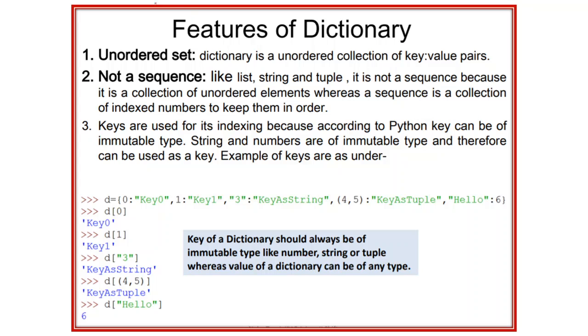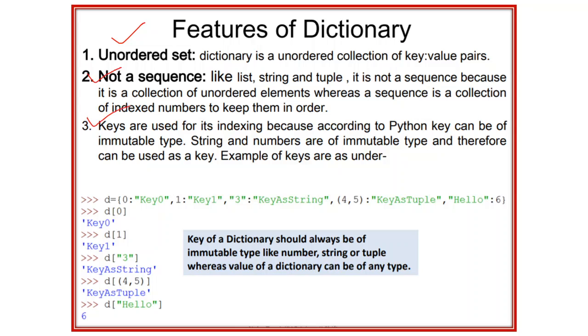Next is features of dictionary. The things we have to take care of while working on a dictionary. First of all, the first one is unordered. A dictionary is created in an unordered form. There is no sequence of creation of elements of the dictionary. There is no sequence in the dictionary like list, string, and tuple.